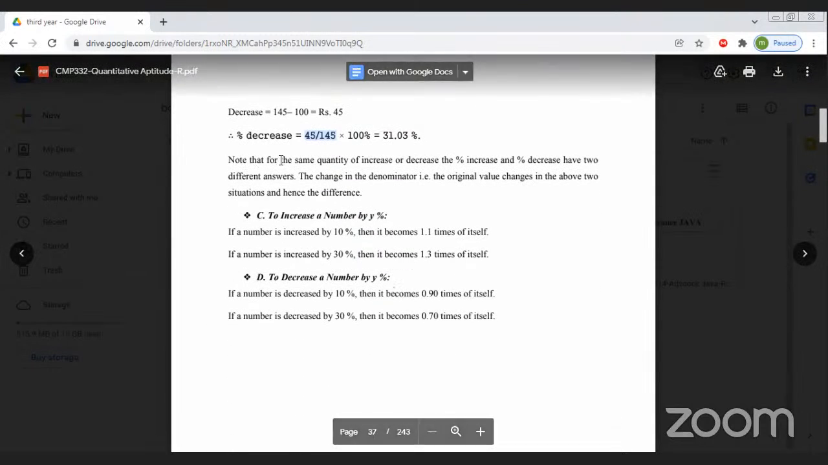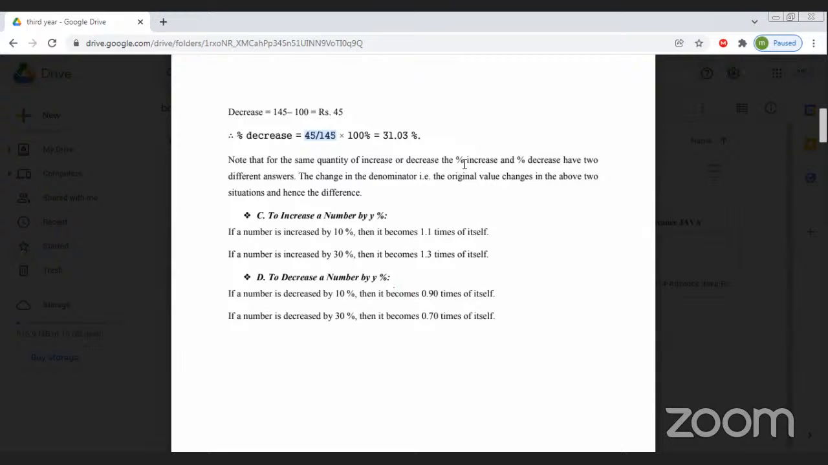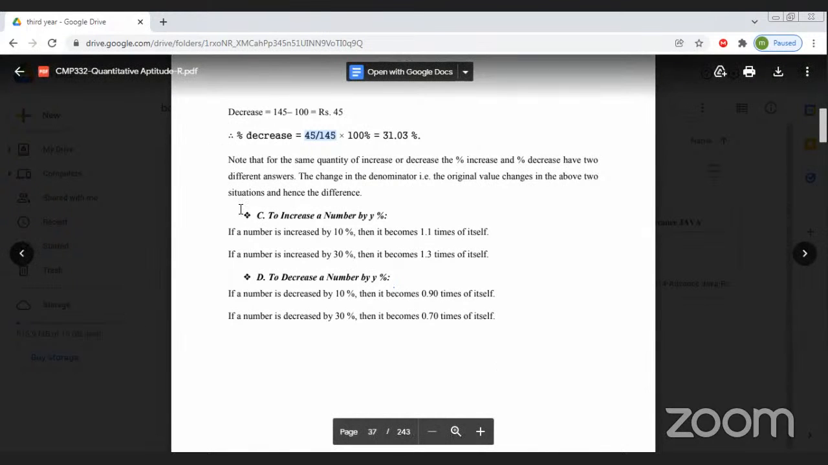See, they have given us a note. The note says that for the same quantity of increase or decrease, the percent increase and percent decrease have two different answers, because of the change in the denominator.